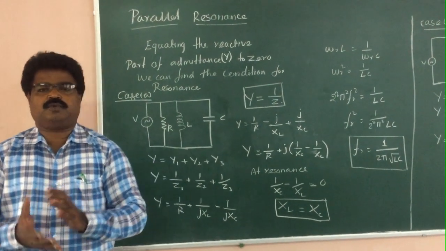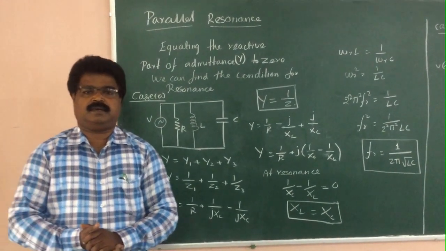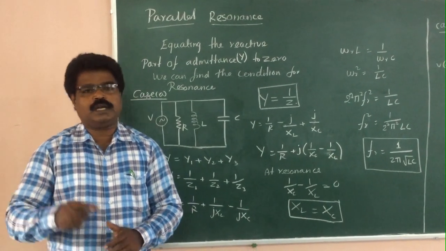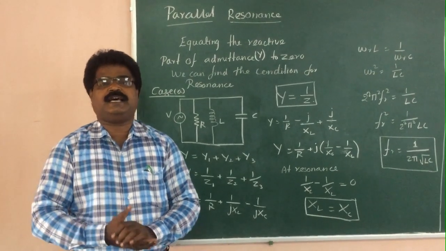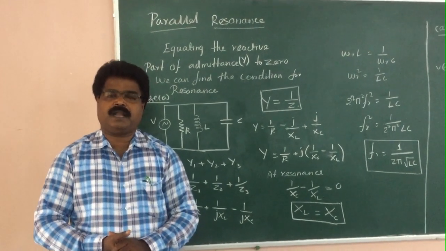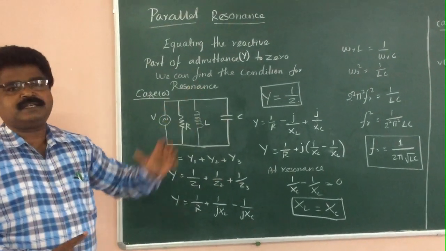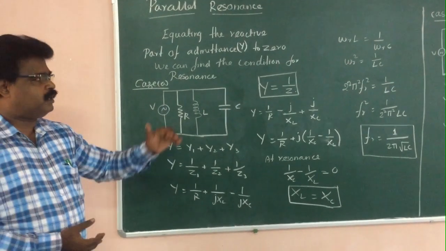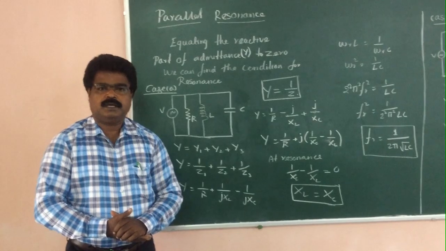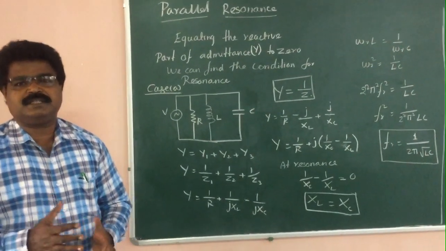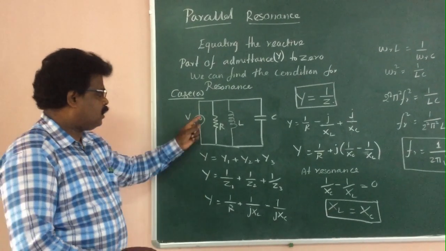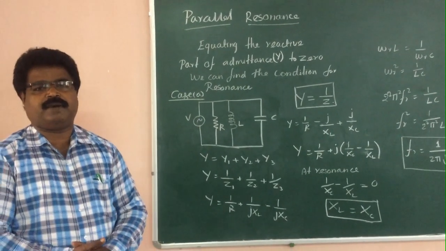But the main issue in parallel resonance is this: in series resonance, there is only one possibility of circuit, only one combination. But in the case of parallel resonance, different combinations are possible, so we are going to discuss them one by one. In series resonance, it's very simple, only one possible combination is there. But in parallel resonance, different combinations are available.